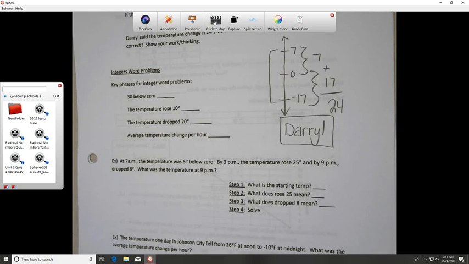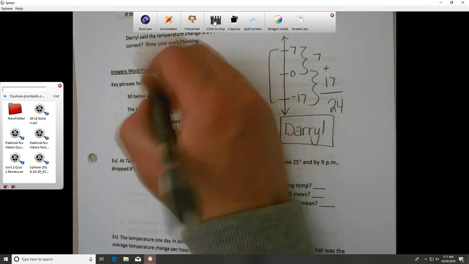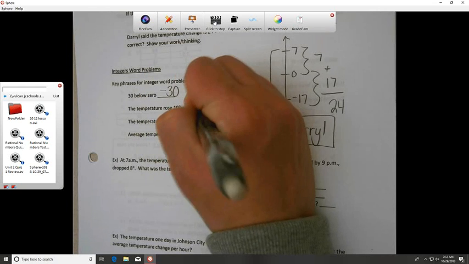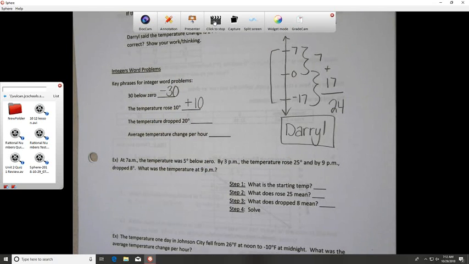That's negative 30. The next one, if the temperature rose 10 degrees, rose means it's going up, so you're adding 10. If the temperature is dropping, it's going down, that's subtraction. So if it dropped 20 degrees, that means subtract 20.